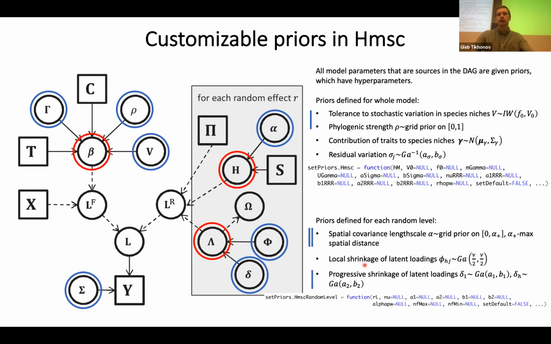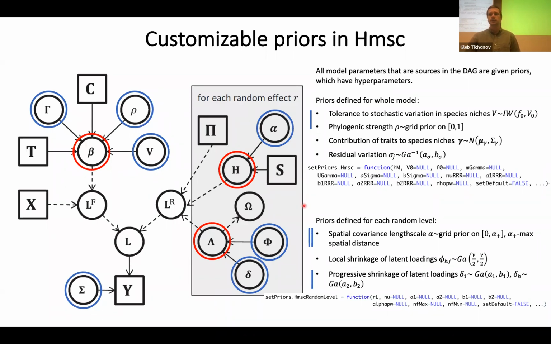So while local shrinkage is something which is quite unrecommended to play with, the progressive shrinkage quite often governs how many latent factors I'm going to have in the model. And by increasing or decreasing these parameters, you're going to have either a smaller number of factors or a larger number of factors. So how do we set up the priors in practice in code?